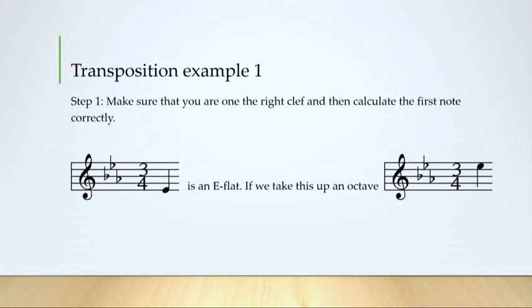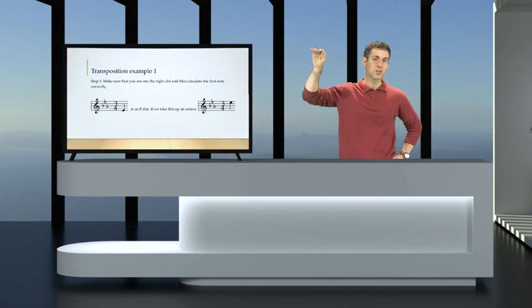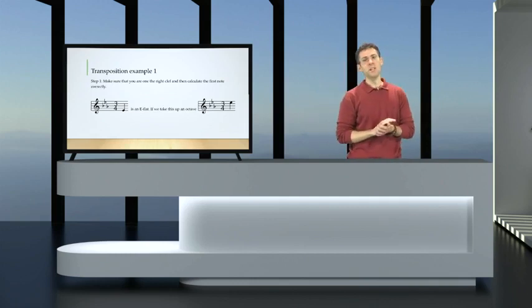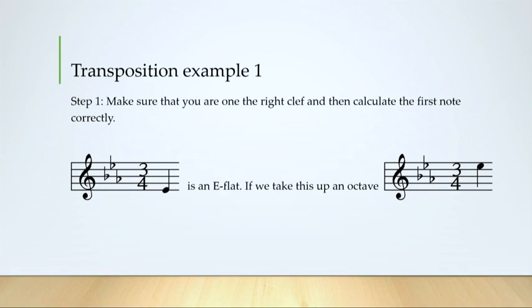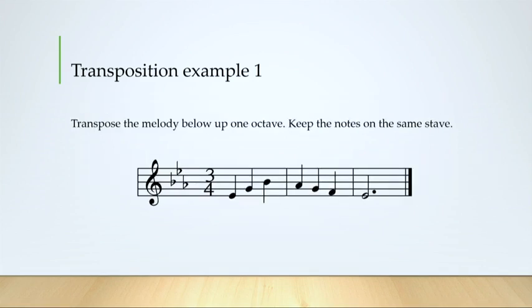So now we know what the starting note of our example is going to be. Okay, that's up an octave. Step 2 is to write down each of the names of the notes underneath each note of the original example. So if we go back to the original example, what you would do there is write under each note what it is.